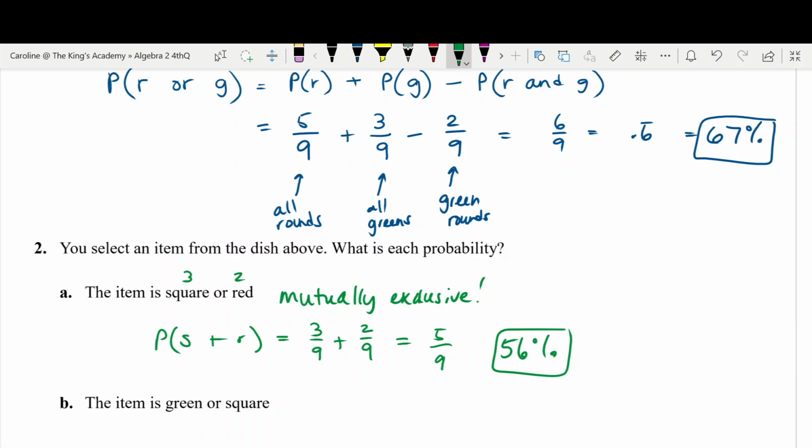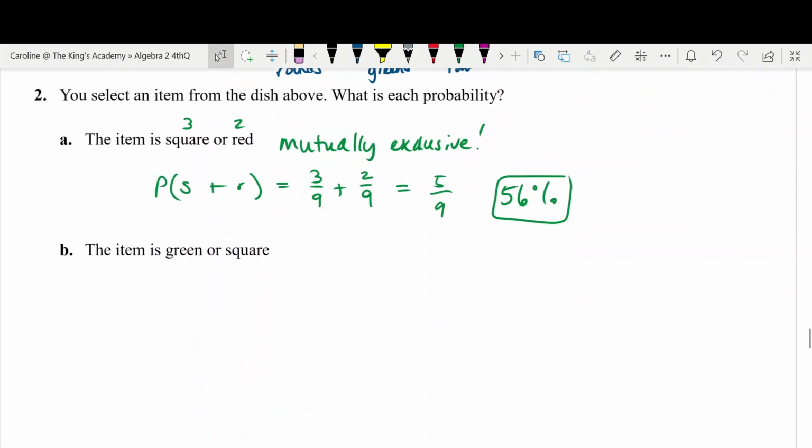All right, what about the item is green or square? Mutually exclusive or not mutually exclusive? Why not, Jonathan? Exactly. There's something that falls into both. Let me get this right. Not mutually exclusive.